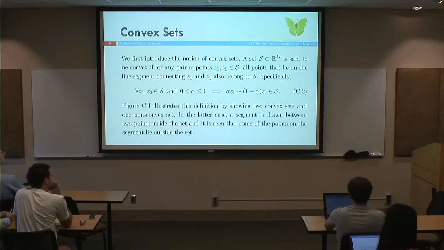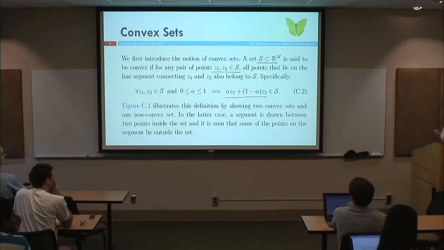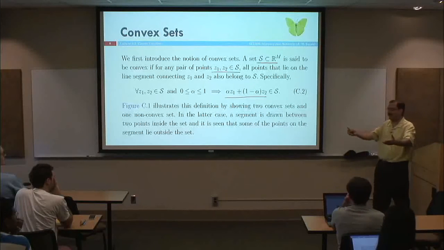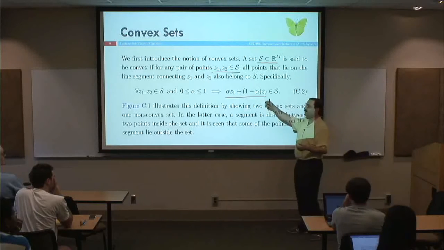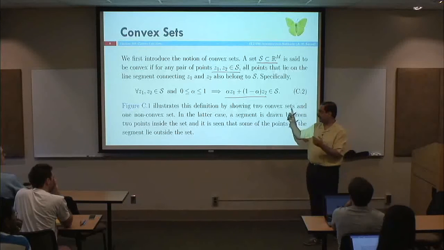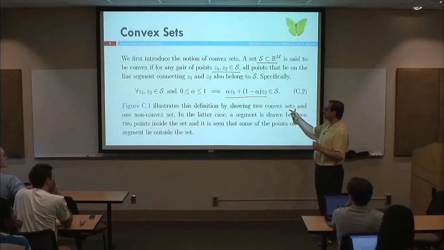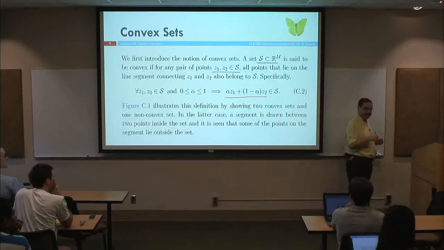So a convex set is a set of points that has the following property. If you pick any 2 points in that set, any 2 vectors in that set, and you compute a convex combination of these points, that's what this combination ends up being called, alpha and 1 minus alpha, where alpha is a non-negative number, therefore alpha and 1 minus alpha add up to 1, that convex combination will also be in this set.